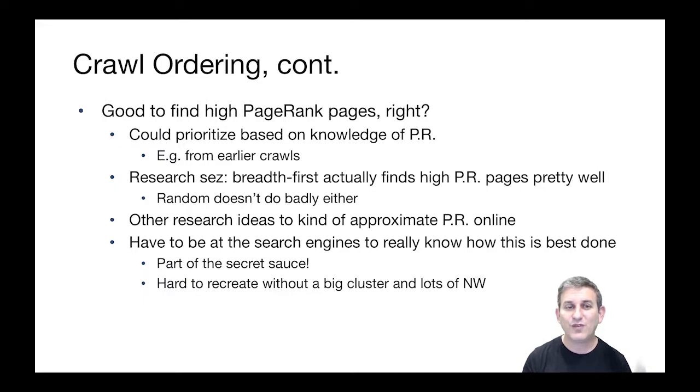Research also shows, therefore, that random prioritization of the search frontier also finds high PageRank pages quickly. Basically, you're going to run into the high PageRank pages if you do random search of the web. There are other ideas to do approximate PageRank online, for instance, if the contents of the web links are changing quickly. But basically, random or breadth first are both decent schemes to run into high PageRank pages pretty quickly.